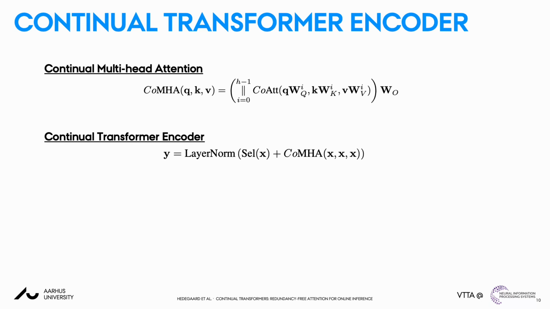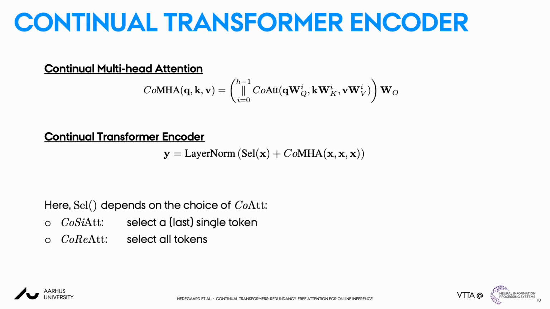The continual transformer encoder first adds the result of the continual multi-head attention for the current input token x residually to the output. Here we use the notation of a selection function to note that only a single last token should be selected when the continual single output approach is used. The final output is given by token-wise projection with a two-layer feed-forward network.